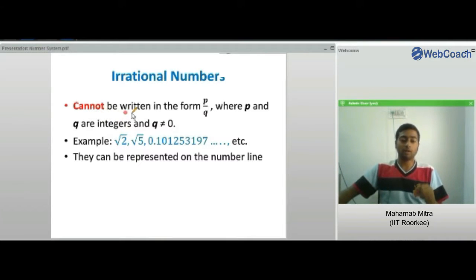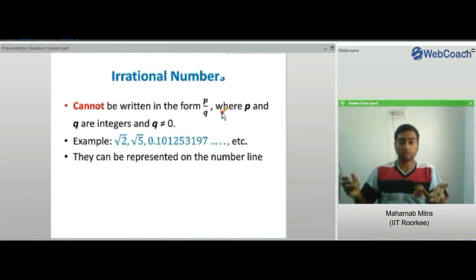Now irrational numbers cannot be written in the form of p by q, right? Where p and q are integers. p and q must be integers to be represented in the form p by q. It is obvious, because if we are representing a number in the form p by q, p cannot be a fraction, right? If p is itself a fraction, there is no sense of representing a number in the form fraction by fraction or fraction by an integer, right? So irrational numbers are those which cannot be represented in the form p by q, where p and q are integers. And the same thing applies here.